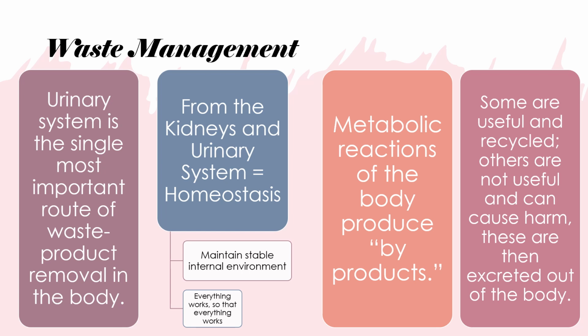The urinary system is the single most important route of waste product removal in the body. So from the kidneys and the urinary system, we get homeostasis. And that's going to maintain a stable internal environment within our body. Everything works so that everything works. Now, metabolic reactions of the body, they're going to produce byproducts. And some of these byproducts are useful and recycled. Now, other byproducts are not useful and can harm us and are going to be excreted out of the body.